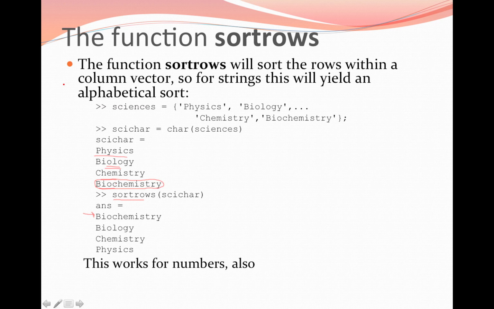And then the other row that started with B, in this case biology, and then the next starts with C, and the next starts with P. So again, it's sorting entire rows based on going column by column until it can figure out which row is the smallest. So that works for strings. For strings we get an alphabetical sort, but that also works for numbers.